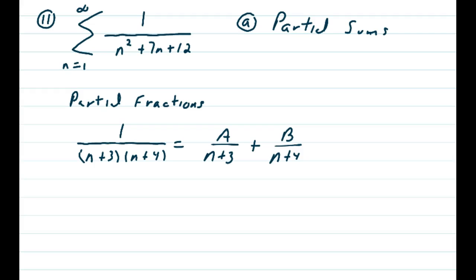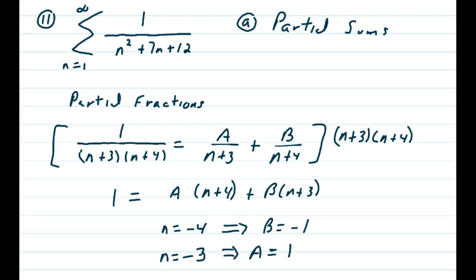So we take your two factors of n squared plus 7n plus 12, which is n plus 3 and n plus 4. We have then the 1 over those two factors equaling two partial fractions of A over n plus 3 plus B over n plus 4. And as we did in chapter 8, we multiply both sides by the common denominator. We get 1 is equal to A times n plus 4 plus B times n plus 3.